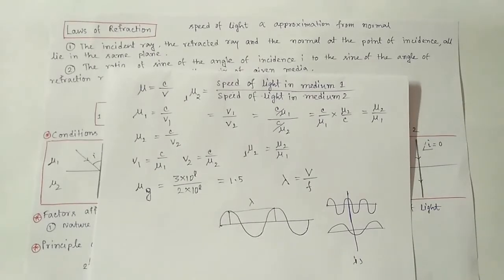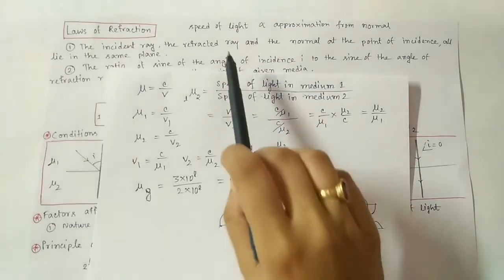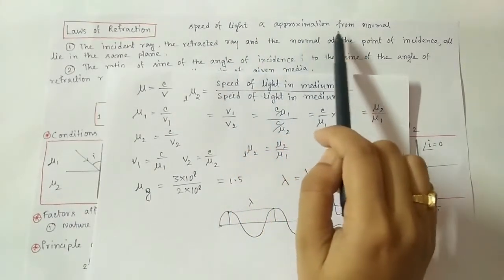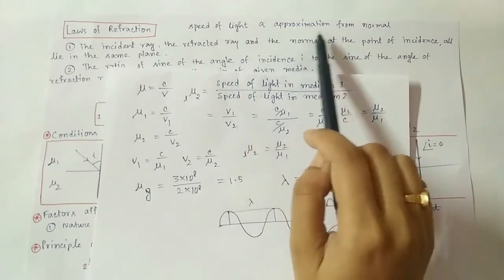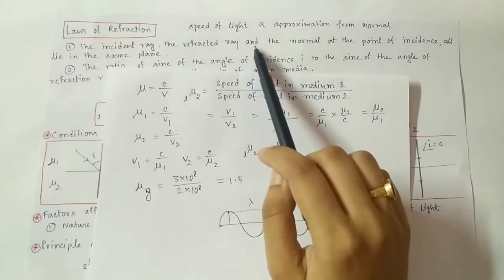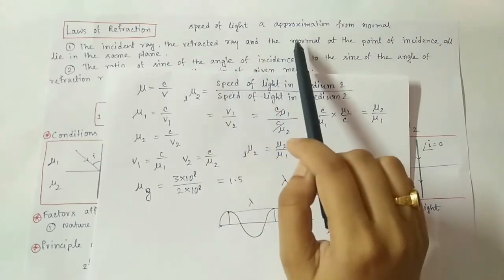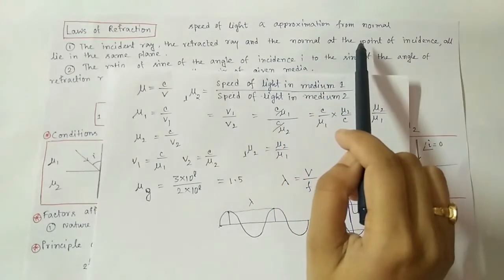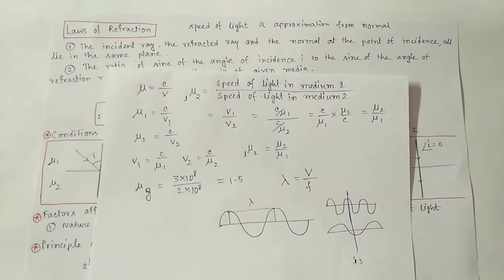Now, frequency depends only on the source of light. In refraction, frequency does not play any role, but the velocity of light does. Just now I have told you, this is the short form I have written: the speed of light is proportional to deviation from the normal. So if the speed of light increases, the deviation from the normal will increase, meaning the light ray will bend away from the normal. While if the speed of light decreases or slows down, the deviation from the normal will decrease, meaning the light ray will bend towards the normal.